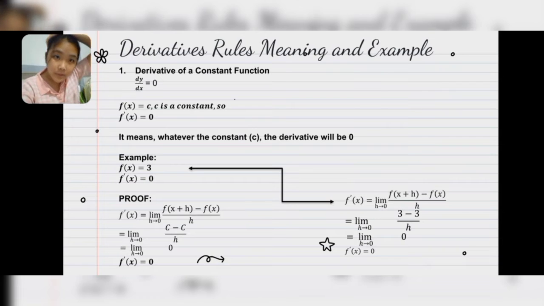Okay, now I will explain the derivative rules. Number 1, the derivative of a constant function: dy per dx equals 0.